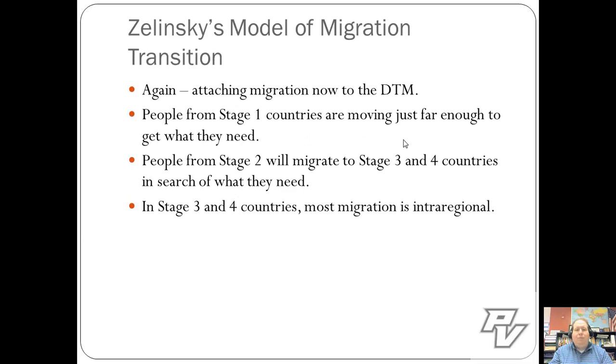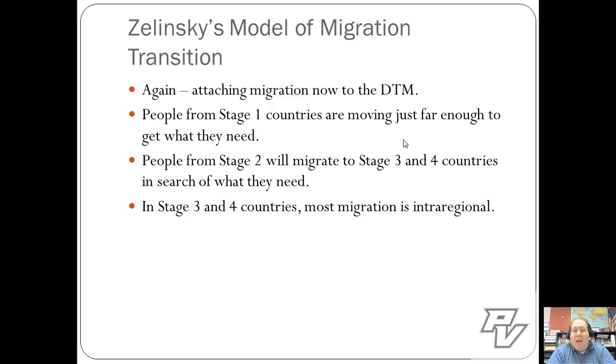Okay. Wilbur Zelinsky and his model of migration transition. This time we're attaching migration to the demographic transition. Again, check your DTM notes. People from stage 1 countries, do we have stage 1 countries? No, but they move just far enough to get what they need. Hunters and gatherers, basic settlements.